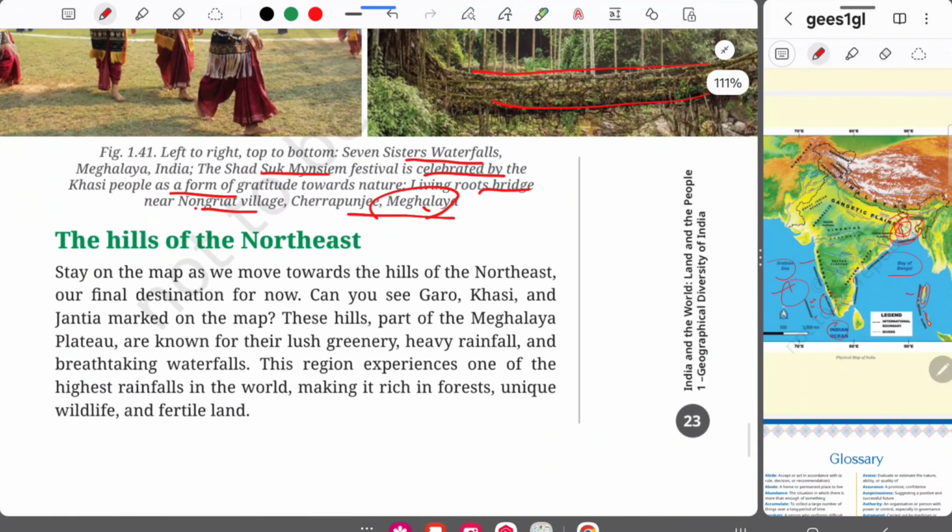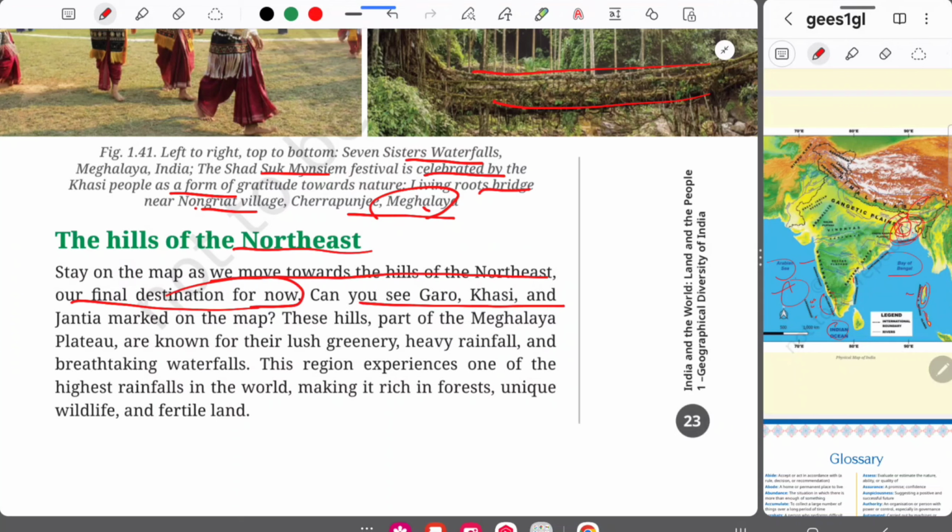So next let us see the hills of the northeast. This is the last part, I guess, and we'll complete today's class. Stay on the map as we move towards the hills of the northeast. Now we'll move towards this portion. Hills of the northeast, our final destination for now.